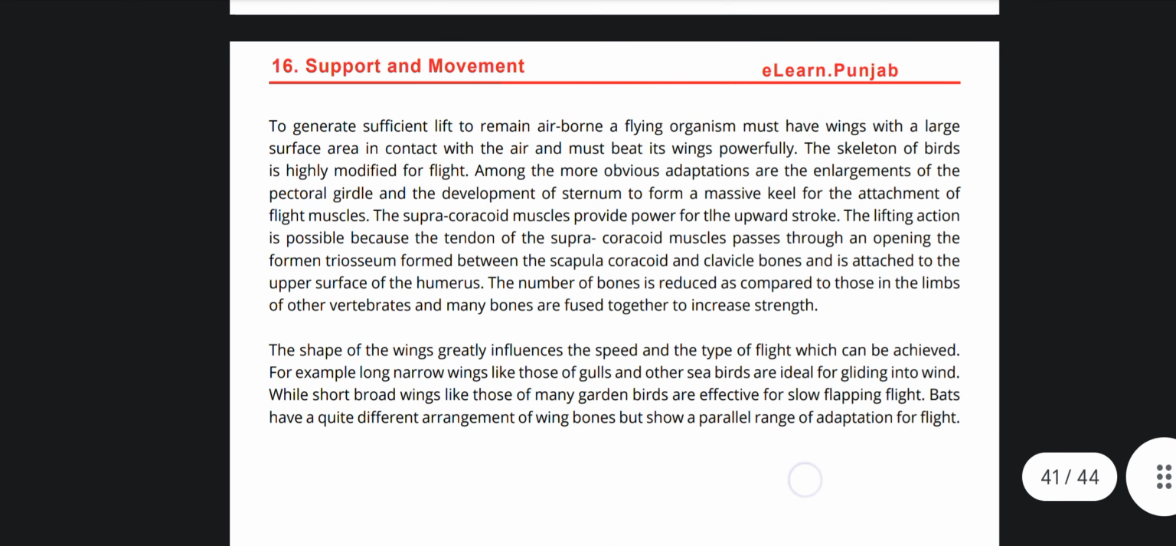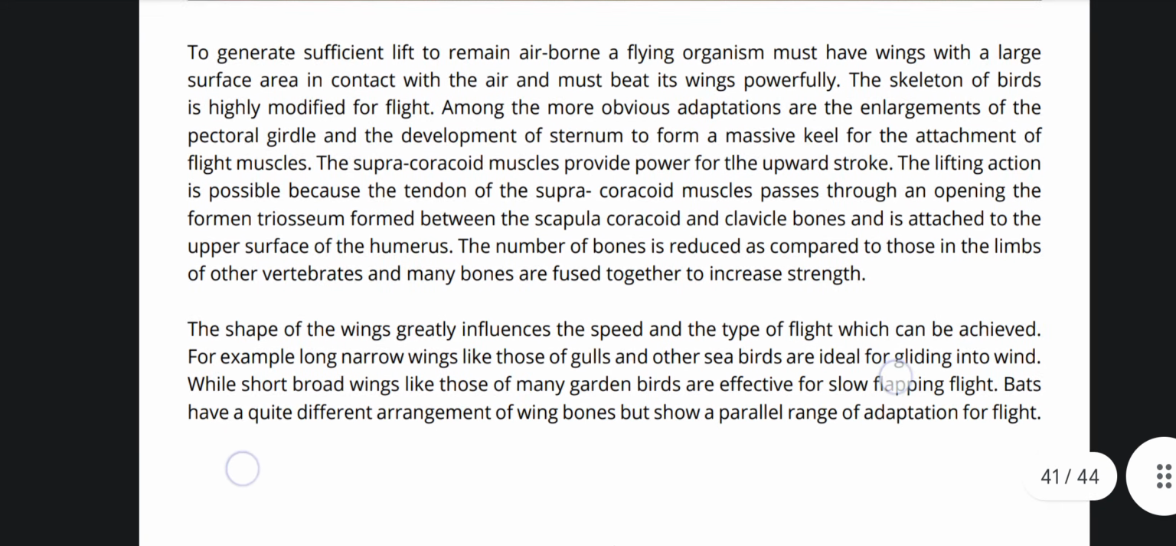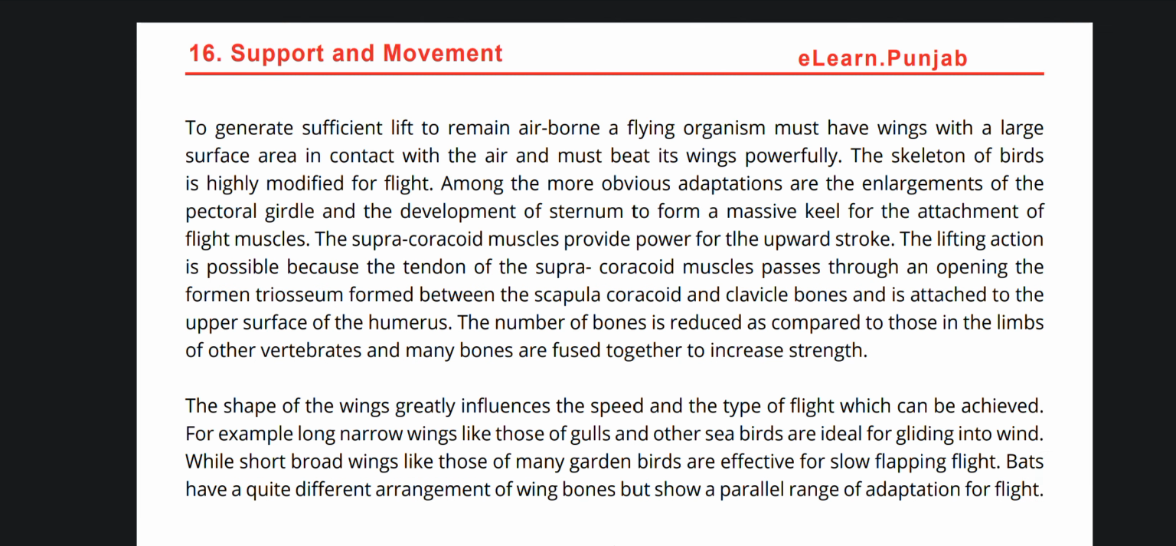To generate sufficient lift to remain airborne, a flying organism must have wings with a large surface area in contact with the air and must beat its wings properly. The skeleton of birds is highly modified for flight. Among the more obvious adaptations are the enlargement of the pectoral girdle and the development of the sternum to form a massive keel for the attachment of flight muscles.